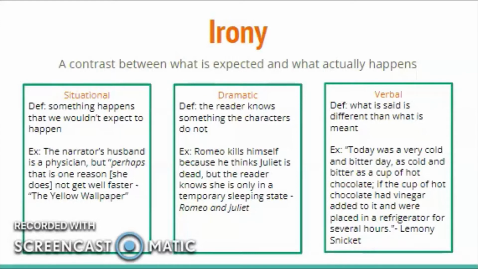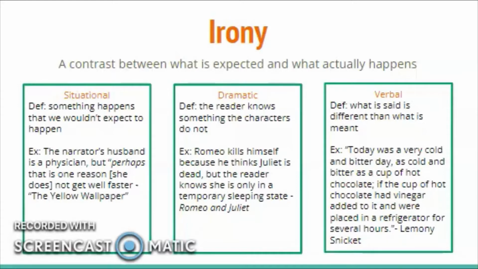And so this is situational irony, because although her husband is a doctor, he should be providing healing. She is saying that is actually the reason why she does not get better faster, because he thinks he knows what's best and the best practices for healing her postpartum depression.